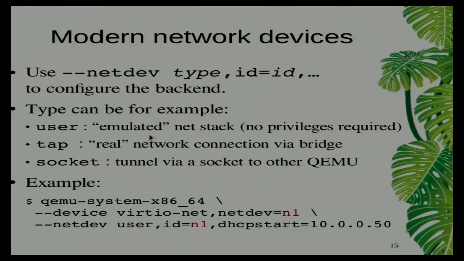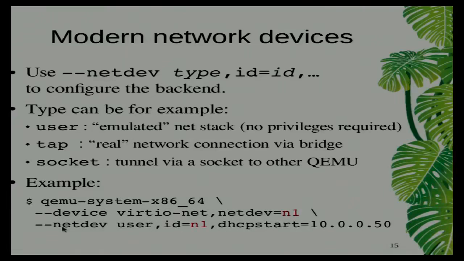So for having more control over the network, you normally want to use the TAP device, which gives you real network access via a bridge. And there are also some other options, like, for example, a socket which can be used to tunnel all the network traffic to another instance of QEMU if you just want to hook up two virtual machines, for example.